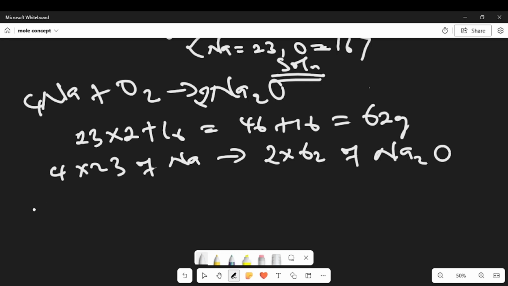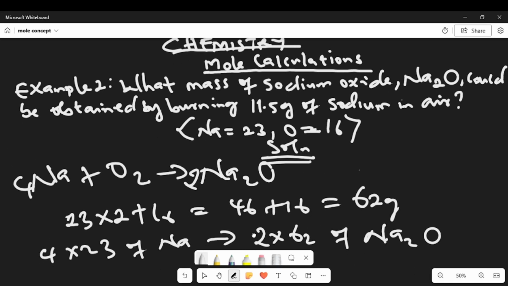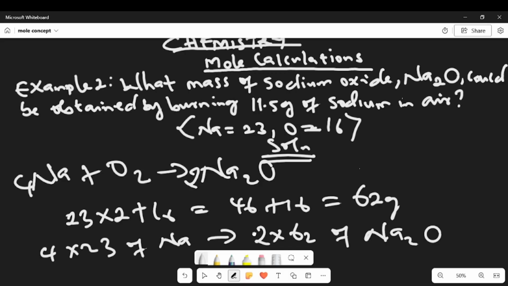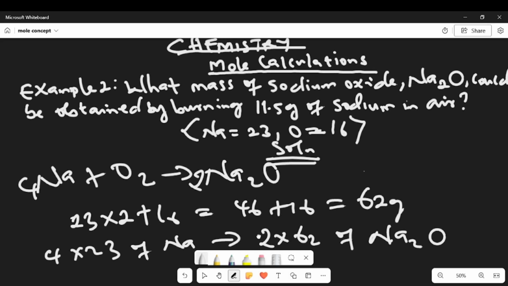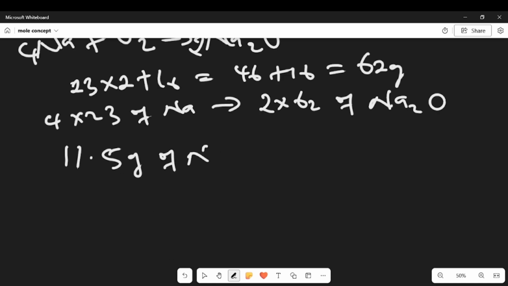So let's continue. From the question, they said, what mass of sodium oxide could be obtained by burning 11.5 grams? So we don't know the mass of sodium oxide that will be obtained by burning 11.5 grams. So we are going to call that mass that we don't know X. So 11.5 grams of the same sodium will now produce X grams of Na2O. Is that okay?